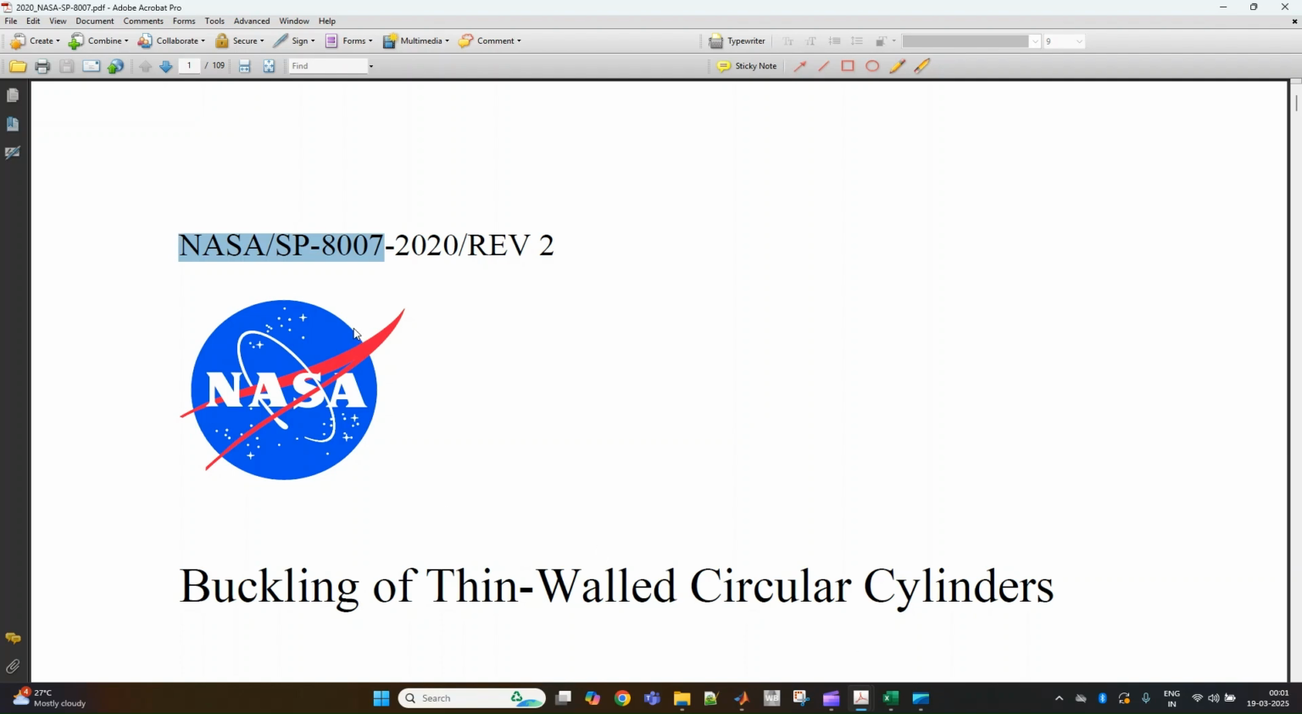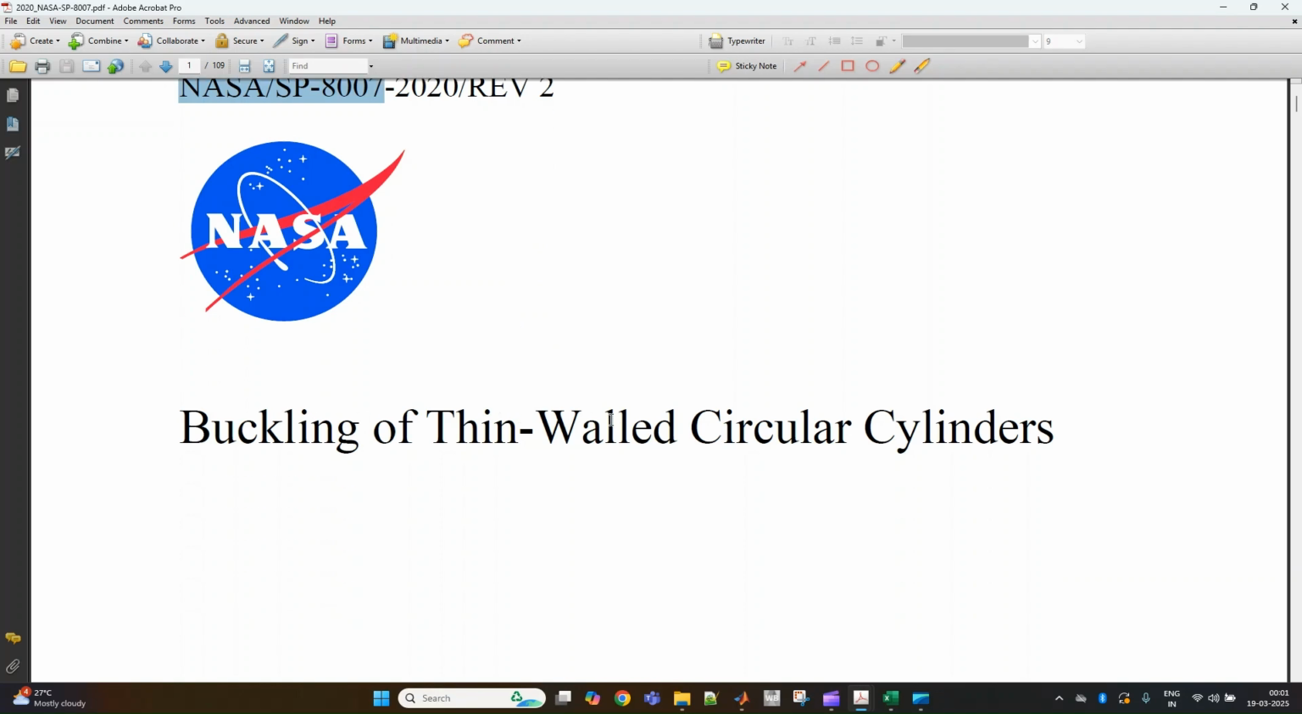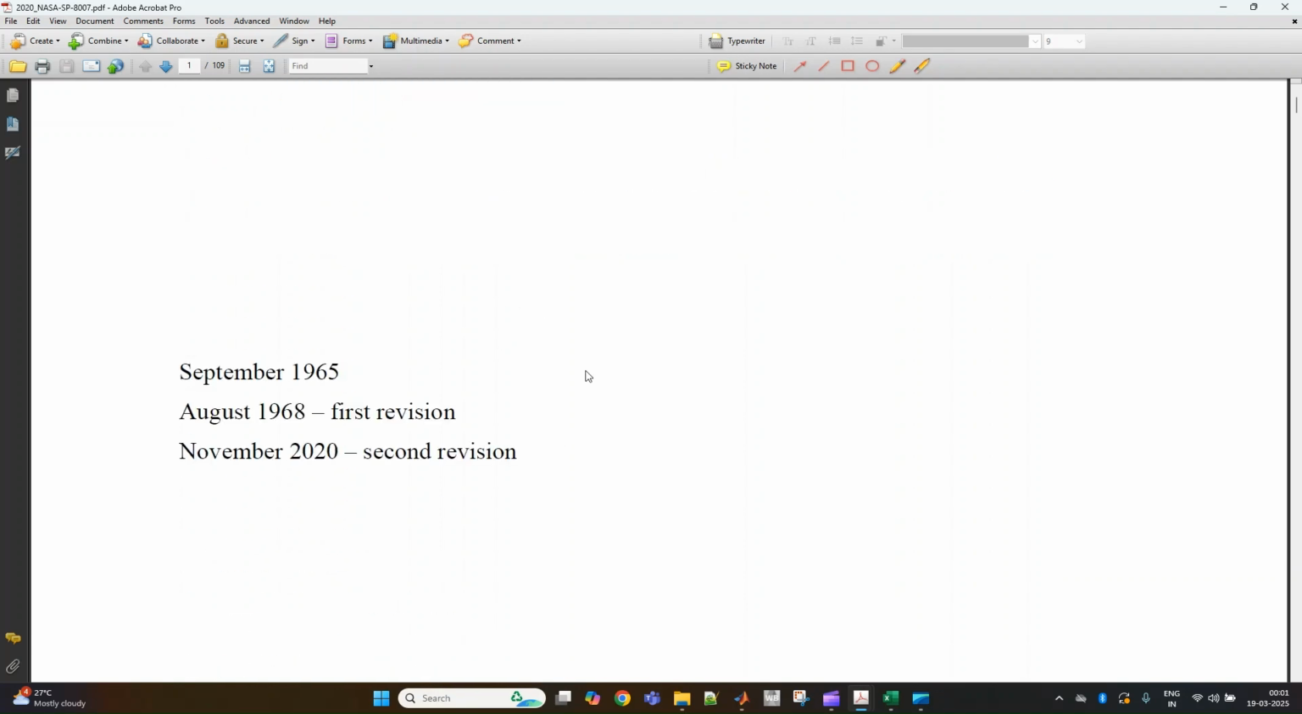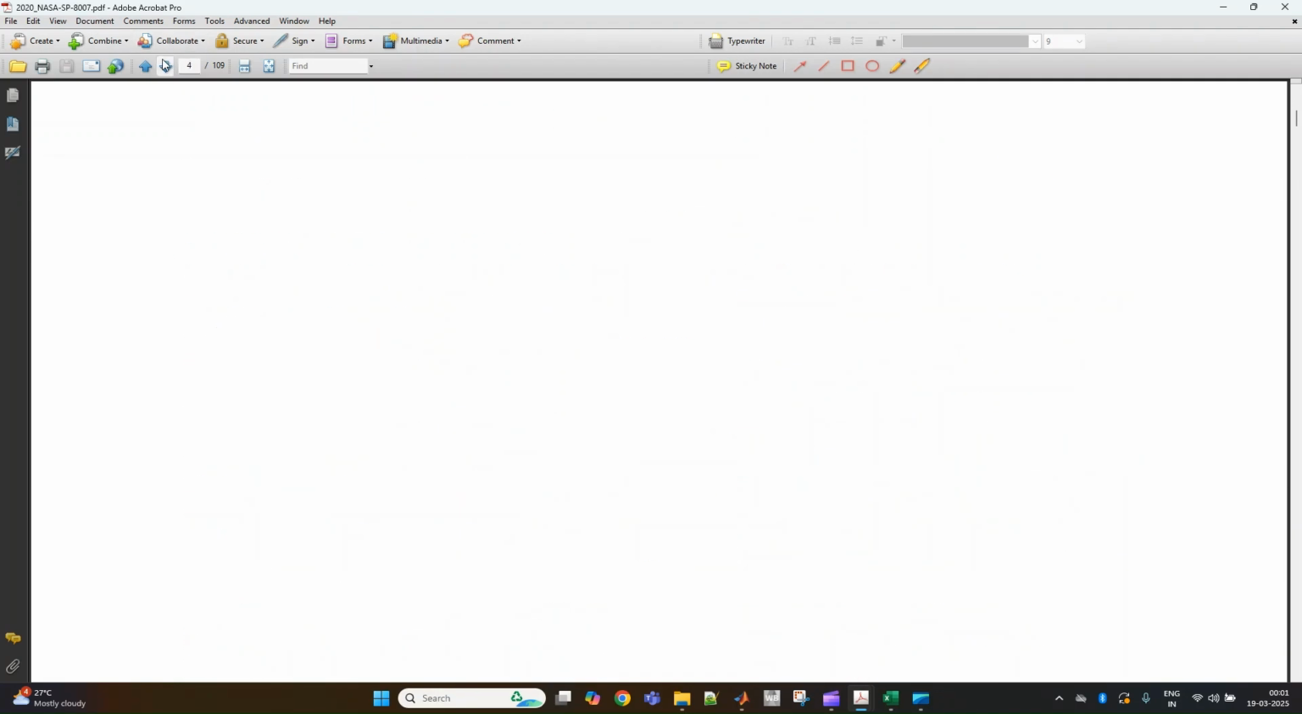Basically, it tries to accurately capture the buckling load of a particular cylinder subject to axial compression, external pressure, torsion, different kinds of loading. This document is almost 107, 109 pages. So it's an elaborate document which covers a lot of things. But we are not going to discuss the complete document. Rather, we are only going to focus on the composite part of it.